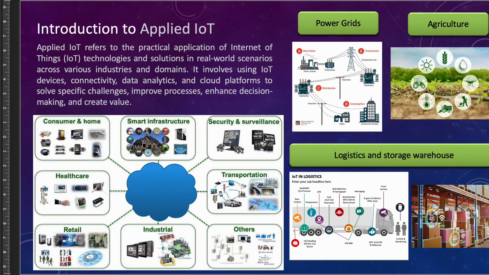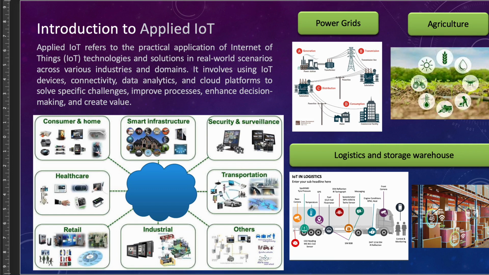We then talked about applied IoT. Applied IoT refers to the practical application of Internet of Things technologies and solutions in real world scenarios across various industries and domains. It involves using IoT devices, connectivity, data analytics and cloud platforms to solve specific challenges, improve processes, enhance decision making, and create value. So that is the introductory definition of applied IoT.